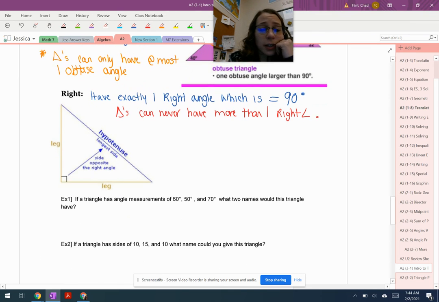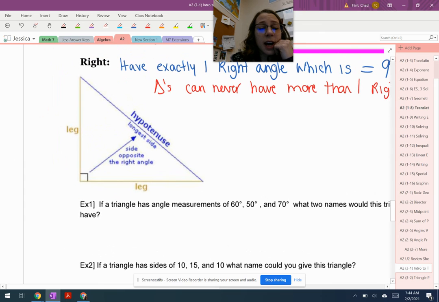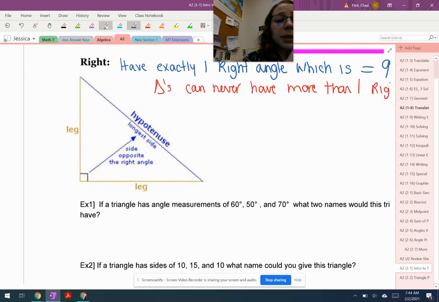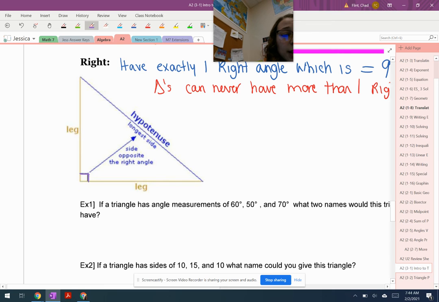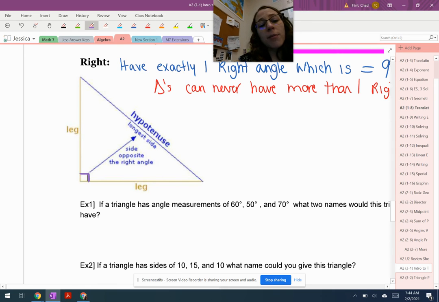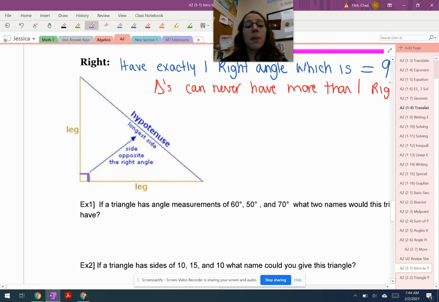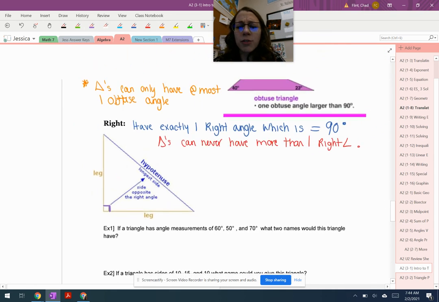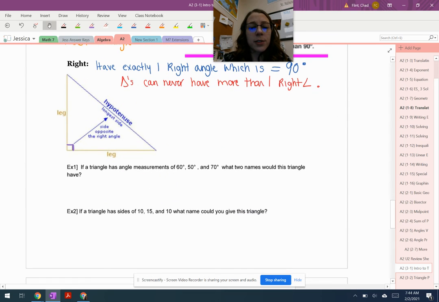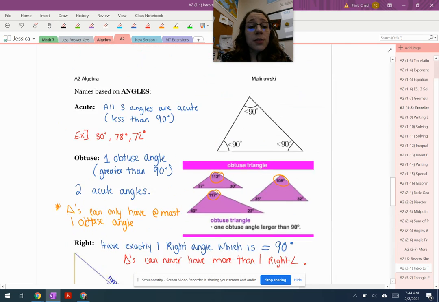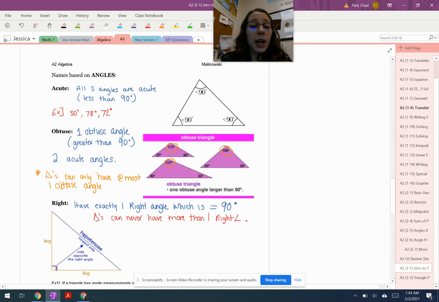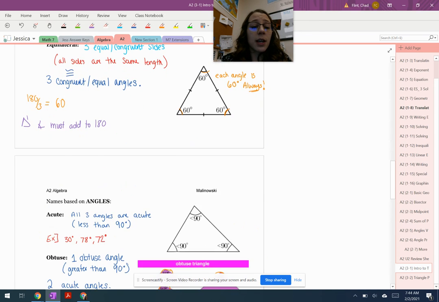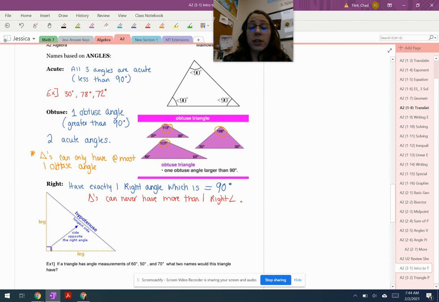So looking at our triangle here, you can see that I've got my 90-degree angle because of that box they've got in there nicely for me, which means that's my largest angle, which means that the largest side is the hypotenuse there. We'll talk more about that when we get to it. All right, so those are the three names based on angles. So you've got names based on sides and names based on angles. Most triangles can get two names.